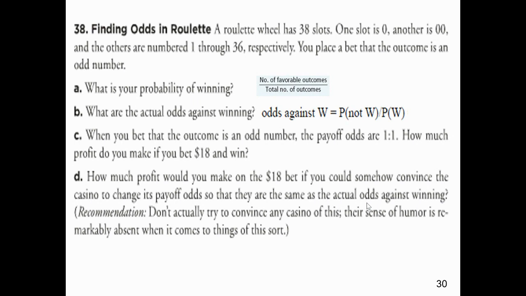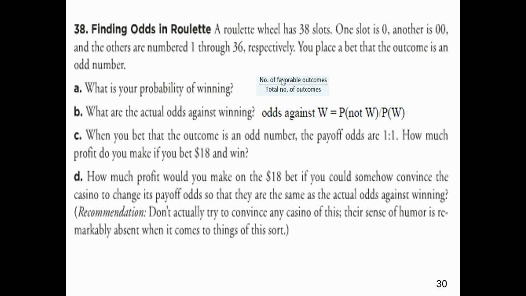What's the probability of winning? All right, number of favorable outcomes. You place a bet that the number will be an odd number. Well, how many odd numbers are there? There are 18 of them. We don't consider 0 or double 0 to be odd or even. So if you have 36 regular numbers, 18 of those numbers are odd and 18 are even. All right, so probability of winning would be 18 out of 38, favorable over total.